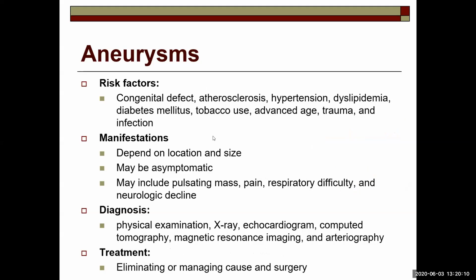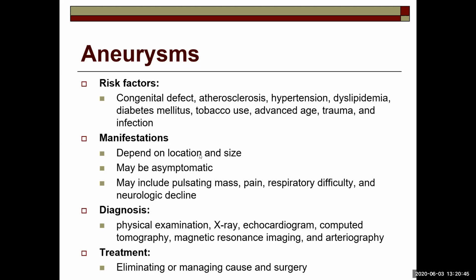All right, so when can you get aneurysms? Congenital defects can give you aneurysms. Atherosclerosis, hypertension, dyslipidemia, diabetes, tobacco smoking, advanced age, all that can lead to aneurysms. So the manifestation depends on the location and the size. You can have aneurysms in the brain that will give you headaches, of course, right? And it gives you crazy pain. If it ruptures, then it can lead to strokes and other issues.